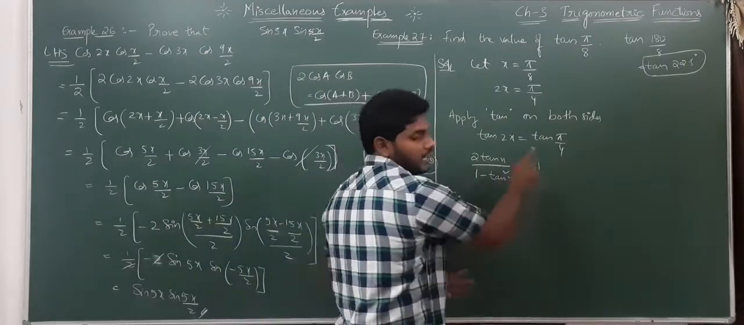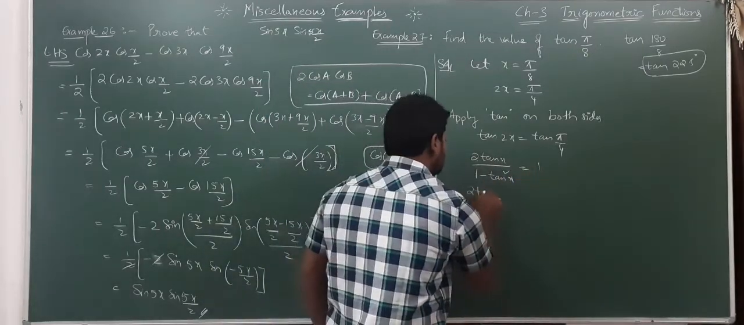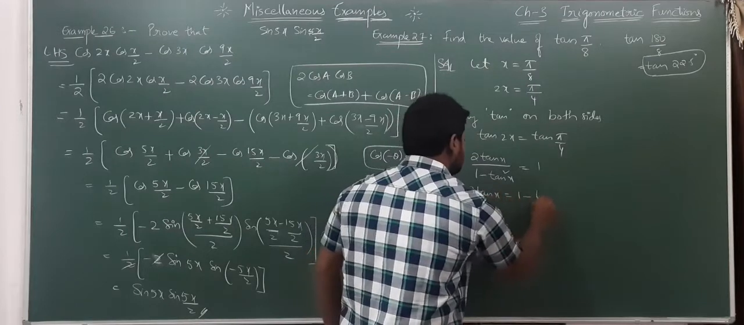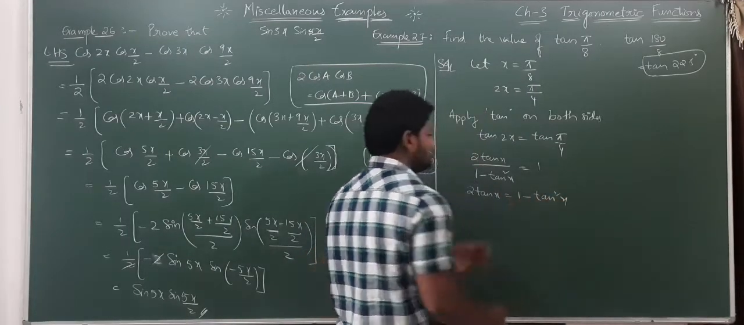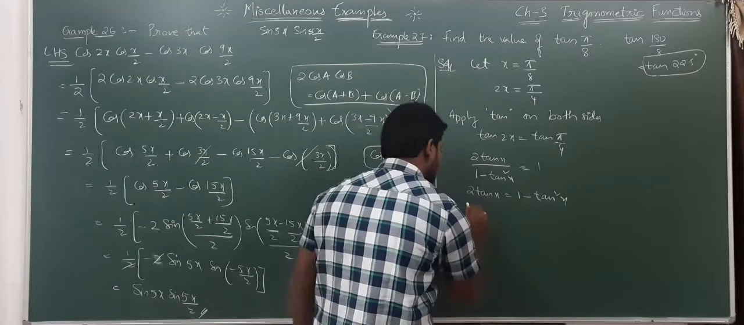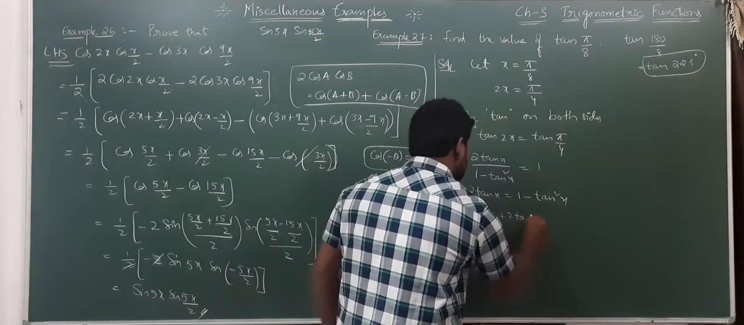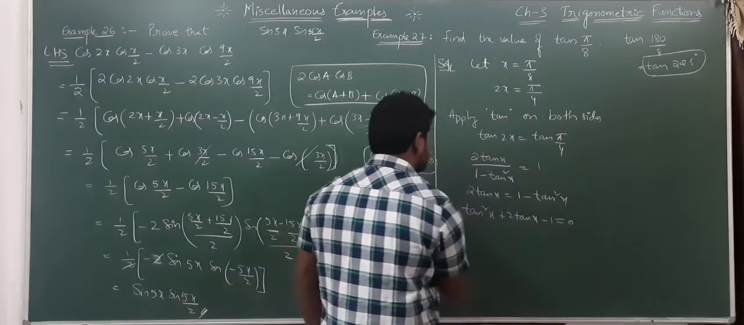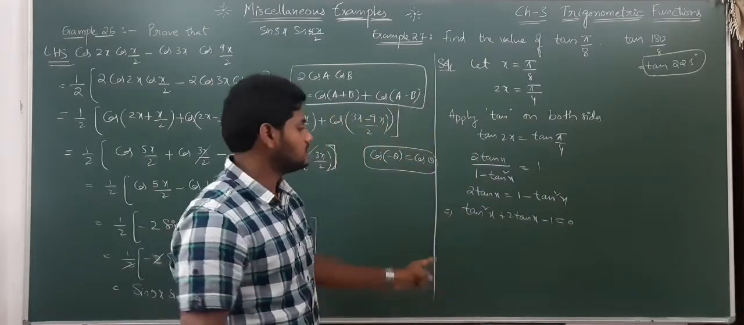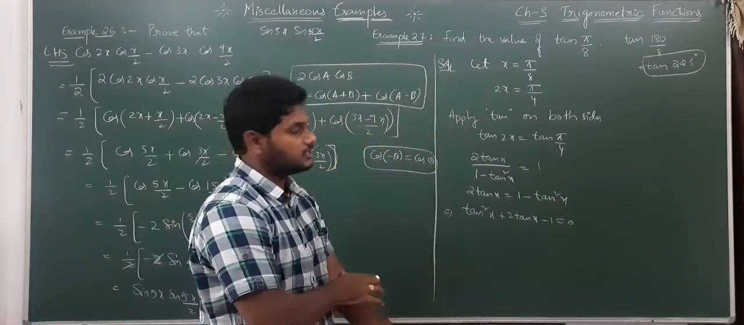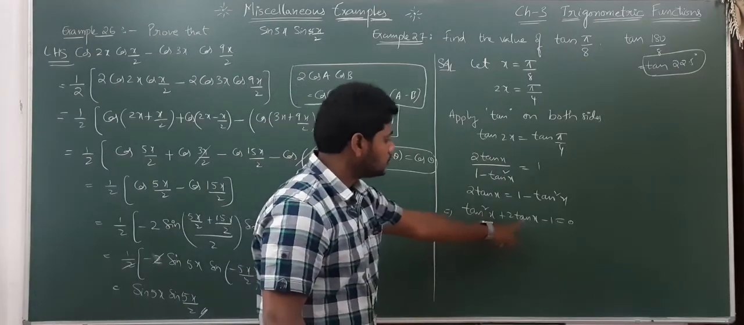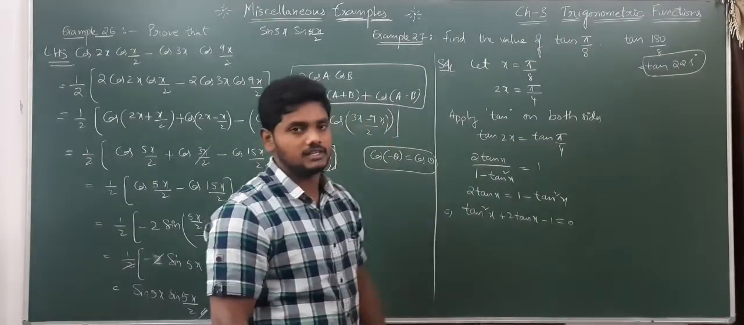So tan pi by 4, tan 45 is equal to 1. So it will be 2 tan x is equal to 1 minus tan square x. You bring that to the left hand side, it will become tan square x plus 2 tan x minus 1 equal to 0. If you observe, this is the form of a quadratic equation, like x square plus 2x minus 1.